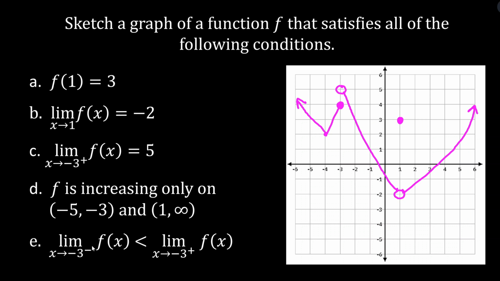That's true. Awesome. And then the limit as x approaches negative 3 from the left is less than the limit as x approaches negative 3 from the right. 4 is less than 5. Boom. We're good. All right, let's try one more.